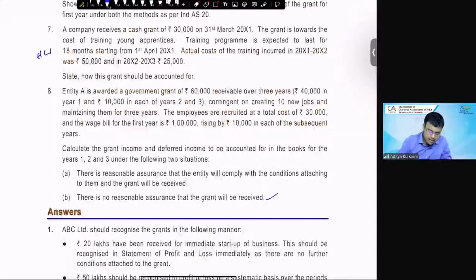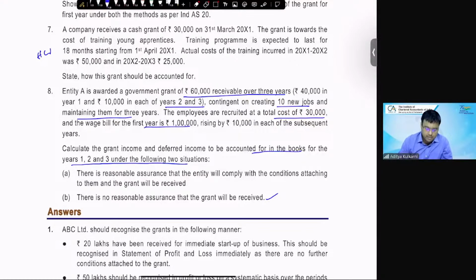Entity A is awarded a government grant of 60,000 receivable over 3 years. 40,000 in year 1, 10,000 in each of the years 2 and 3. Contingent on creating 10 new jobs and maintaining them for 3 years. These employees are recruited at a total cost of 30,000. This is the recruitment cost, not the salaries. The wage bill for year 1 is 1 lakh, rising by 10,000 in each of the subsequent years. Calculate the grant income and deferred income to be accounted for in the books for years 1, 2 and 3 under the following 2 situations.